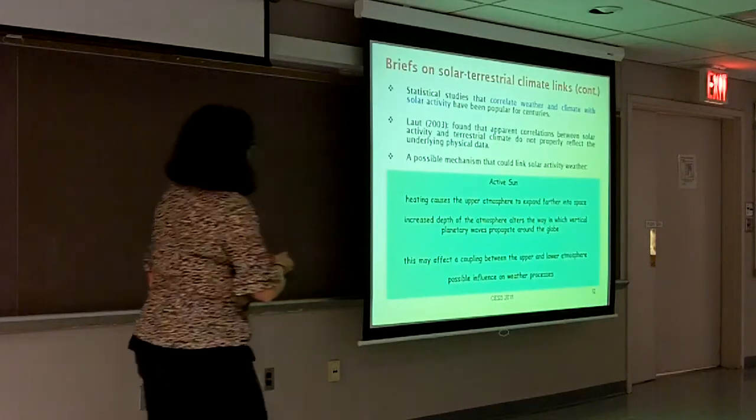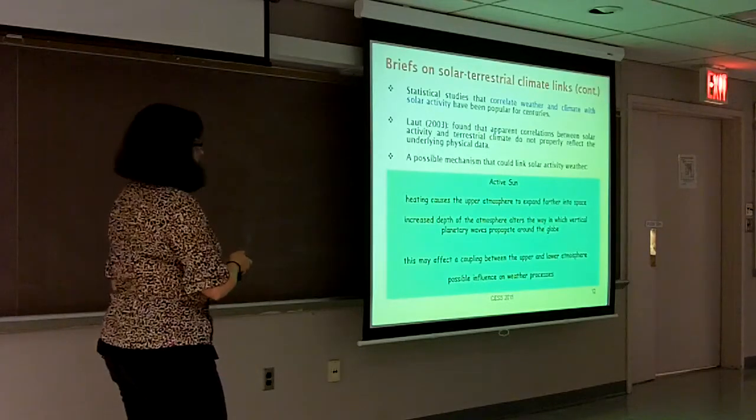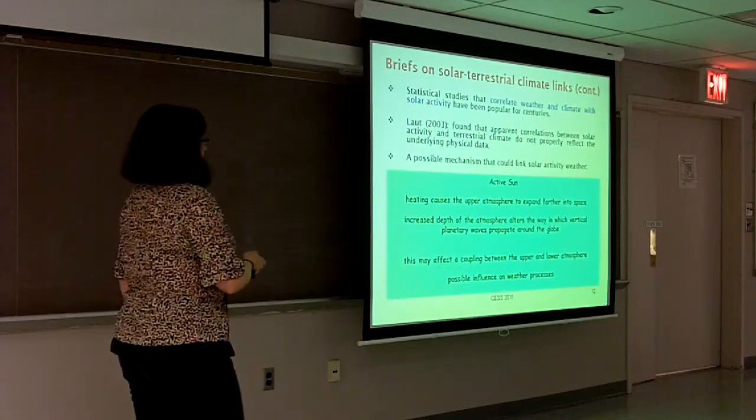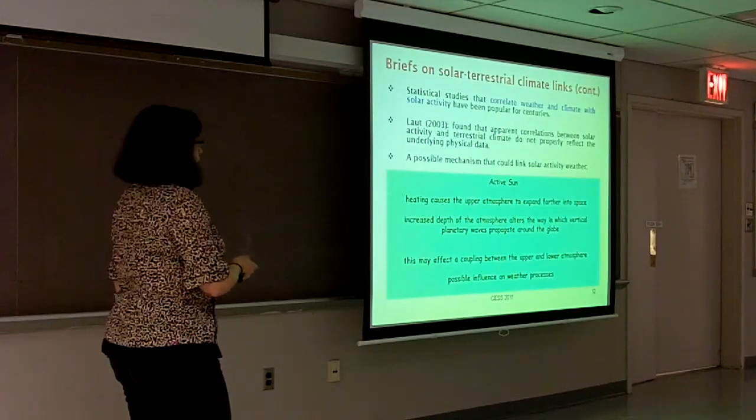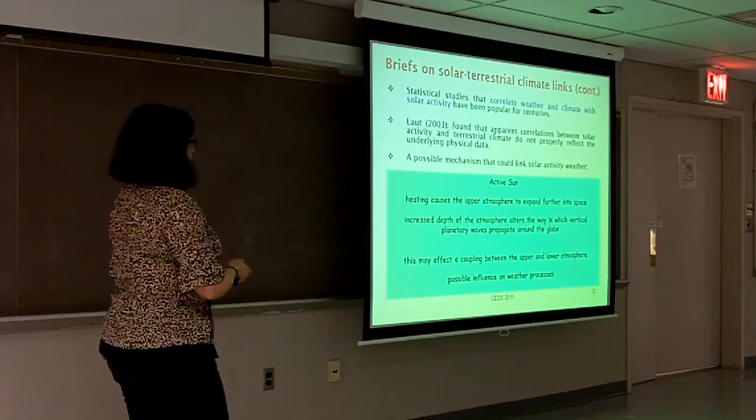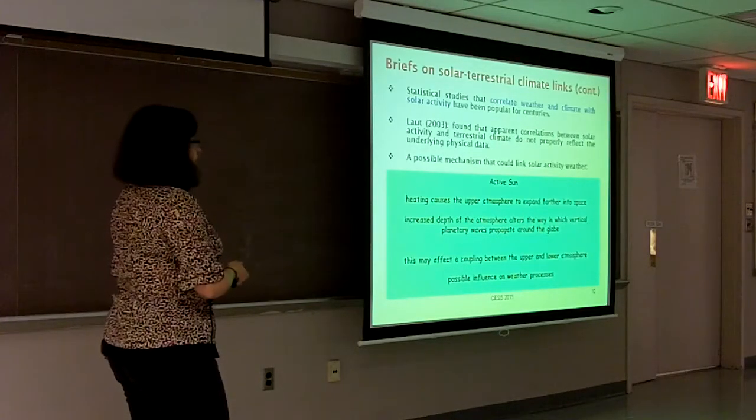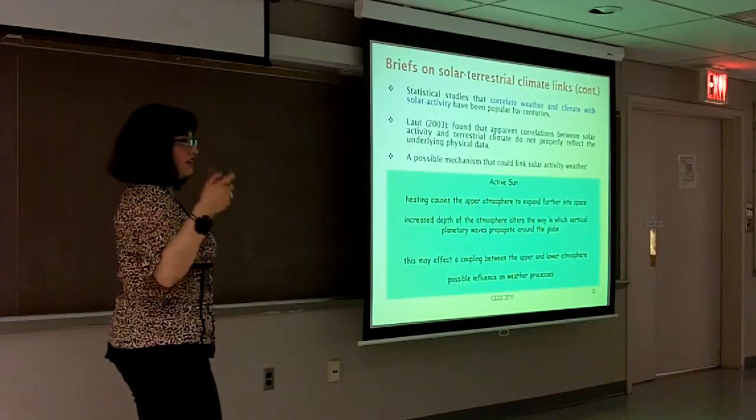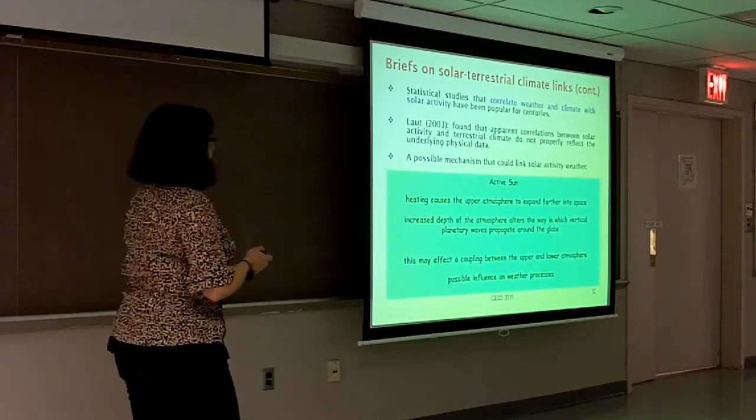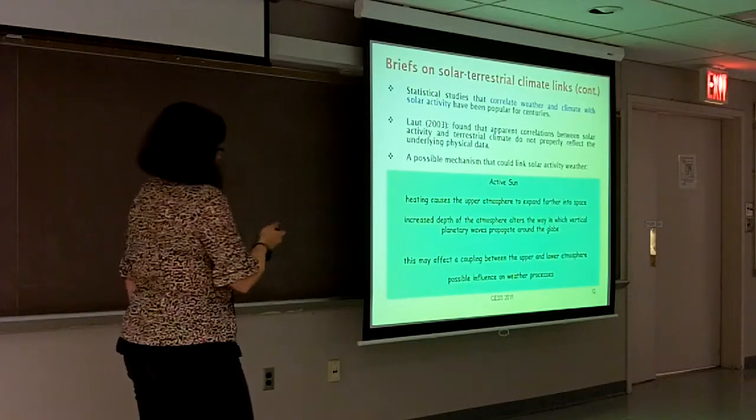Besides that, statistical studies that correlate weather and climate with the solar activity have been popular for centuries, until now. And in 2003, Laut found that apparent correlations that people are reporting between the solar activity and the terrestrial climate do not properly reflect the underlying physical data. So it is important to know that some of the correlations that people are getting, and they are shouting that they have high correlations between certain phenomena of the solar activity and the terrestrial climate, are not really true, because most of them are ignoring the physics of the problem.